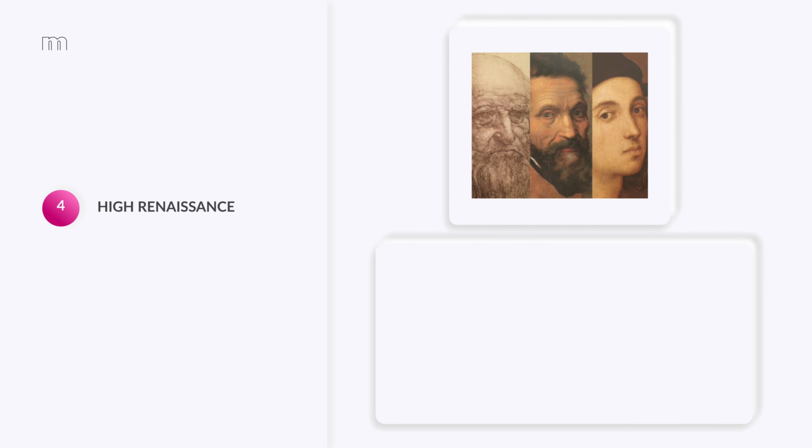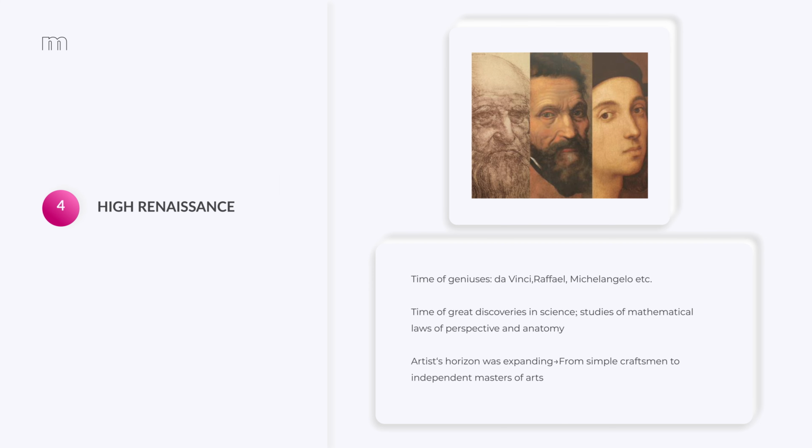The High Renaissance was the time of geniuses. Leonardo da Vinci, Raphael, Michelangelo, and many more all came from the High Renaissance. It was also the time of great discoveries in science. People studied the mathematical laws of perspective and anatomy. The artist's horizon was expanding. Their status rose from simple craftsmen to independent masters of arts.